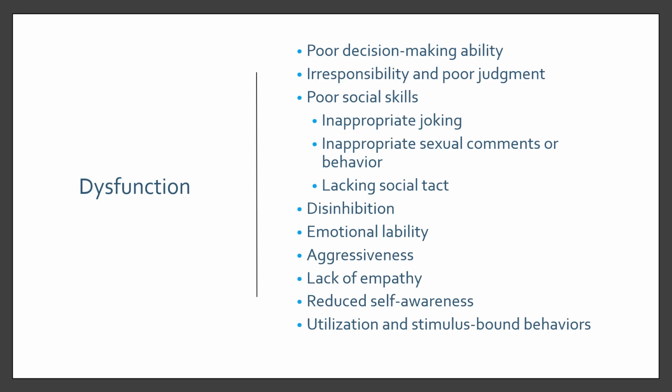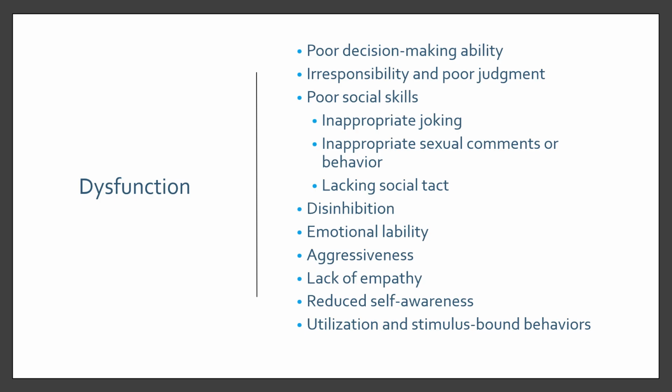When you have dysfunction of the orbital frontal circuit, you can see quite a range of behaviors, and these are often very bothersome to other people who are interacting with the patient. So you can see poor decision-making ability, irresponsibility, and poor judgment, which could have some consequences financially, interpersonally, in somebody's job, pretty much anywhere. Poor social skills, so that could be inappropriate joking or inappropriate silliness, inappropriate sexual comments or behavior, or generally just lacking social tact, not responding to those cues.